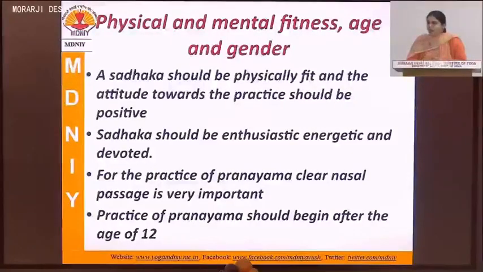Then for the practice of pranayam, a clear nasal passage is very important. It is mentioned clearly in Hatha Yoga Pradipika that one should do Shat Karmas, Jalneti and Sutraneti. That can be very helpful for the practice of pranayam. So practice of pranayam should begin after the age of 12, like a child can do after the age of 12, but even after the age of 6 one can do, but gradually it should be done.